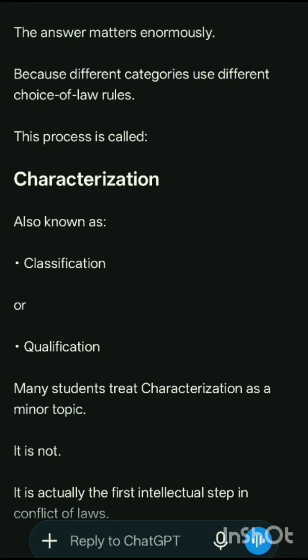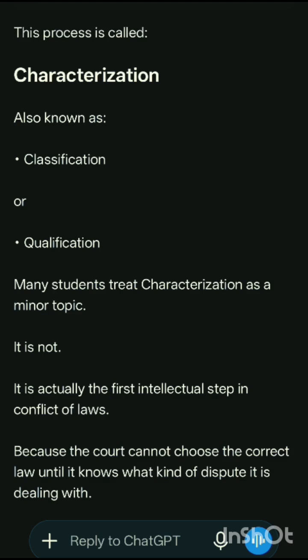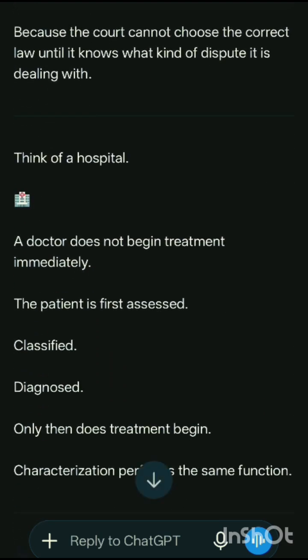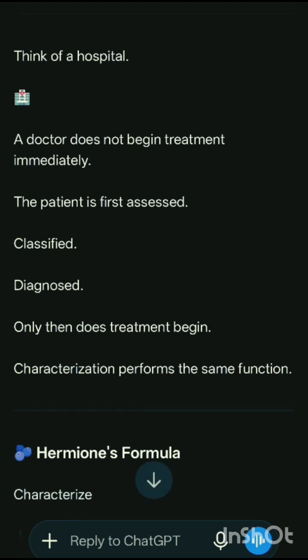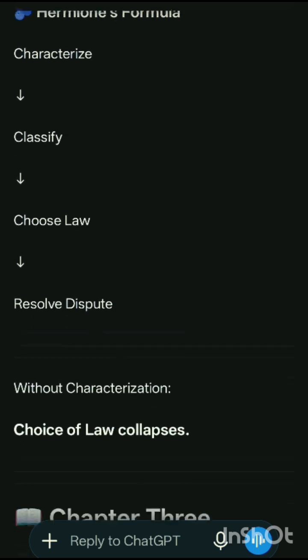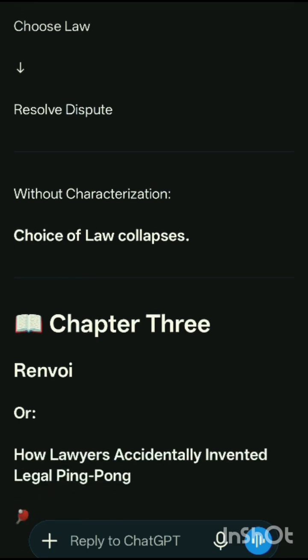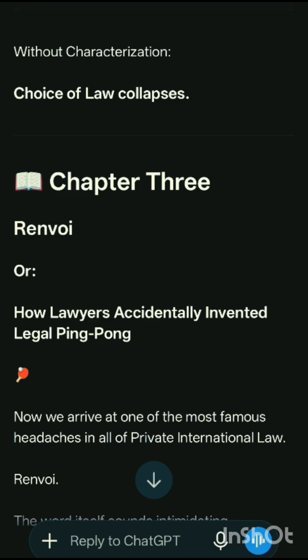Many students treat characterization as a minor topic. It is not. It is actually the first intellectual step in conflict of laws, because the court cannot choose the correct law until it knows what kind of dispute it is dealing with. Think of a hospital. A doctor does not begin treatment immediately. The patient is first assessed, classified, diagnosed. Only then does treatment begin. Characterization performs the same function. Characterize, classify, choose law, resolve dispute. Without characterization, choice of law collapses.